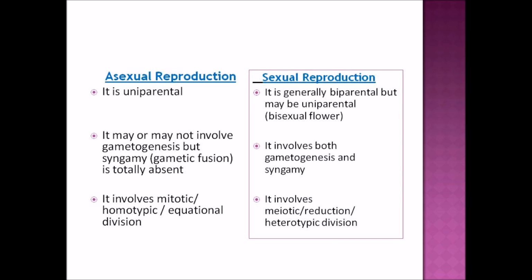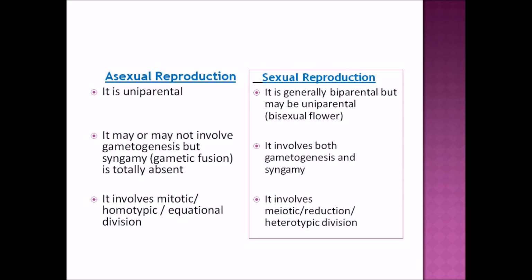Asexual reproduction may or may not involve the formation of gametes, that is, gametogenesis. But syngamy, gametic fusion, is totally absent, whereas sexual reproduction must involve both gametogenesis and syngamy. It is important to note that gametogenesis refers to the process of formation of gametes, the sperm and the ovum, whereas syngamy refers to the fusion or union of the gametes during fertilization.